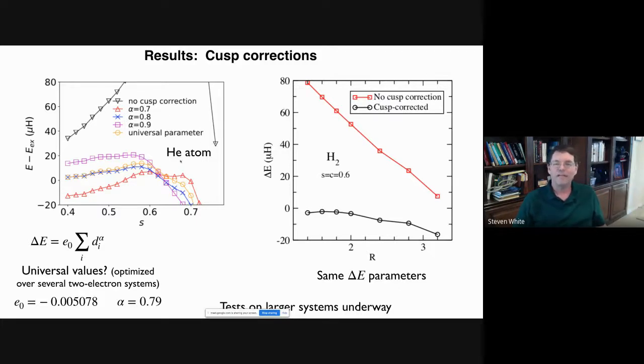This is helium. Here it is applied to H2 as a function of internuclear separation. And this cusp correction kills off most of the cusp very nicely. And you're sort of down at the micro-Hartree or tens of micro-Hartree level with sort of accessible Gausslets. So we're hoping that this is much more universal than 2-electron systems, but the tests for that are underway.